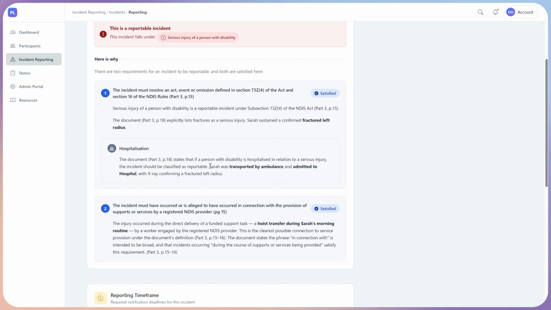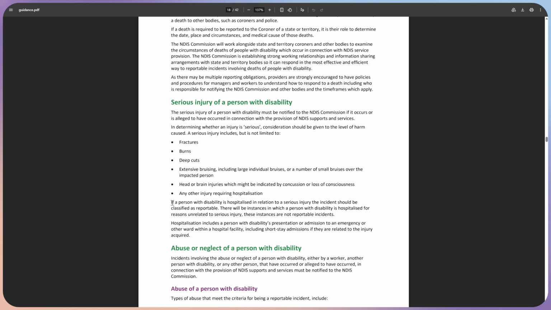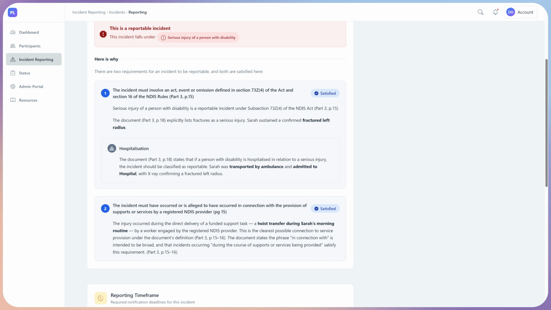It then talks about our specific incident. Sarah was transported by ambulance and admitted to hospital with X-ray confirming the fractured left radius. We can again jump back to the document, and on page 18, if a person with disability is hospitalized in relation to a serious injury, the incident should be classified as reportable. So that's one of the two requirements, and it's indeed satisfied, as it's written right here.